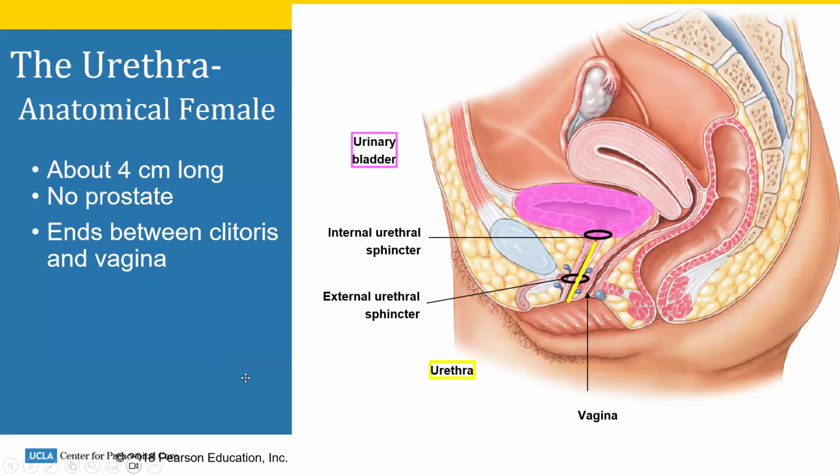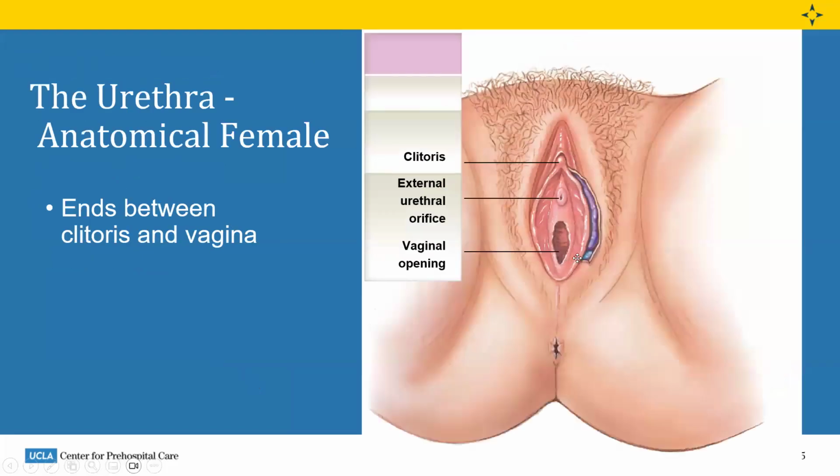So I'll show you from another view. A view from below: this is the opening of the vagina. This is the external urethral orifice, and the clitoris is more anterior here. Okay.